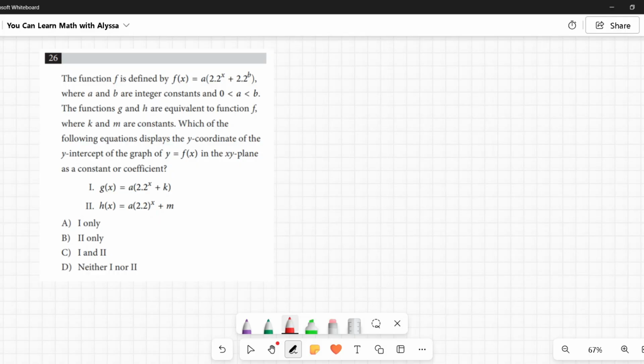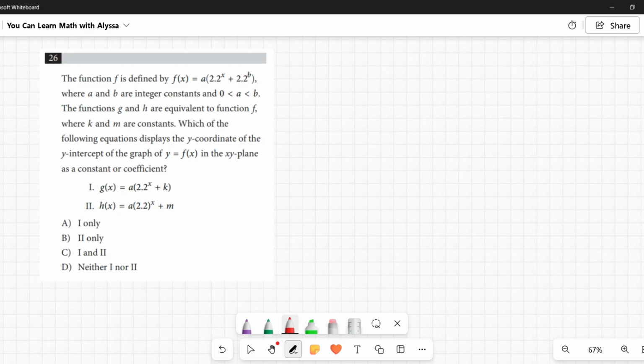Number 26. The function f is defined by f of x equals a times 2.2 to the power of x plus 2.2 to the power of b, where a and b are integer constants, and 0 is less than a is less than b. The functions g and h are equivalent to function f, where k and m are constants. Which of the following equations displays the y-coordinate of the y-intercept of the graph of y equals f of x in the xy plane as a constant or coefficient?